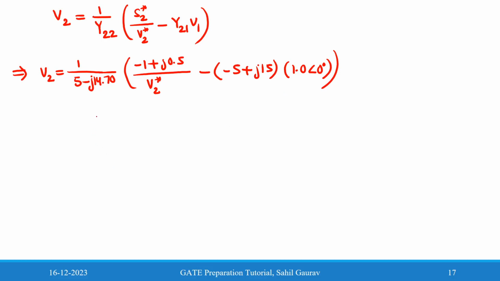So here we have to take the initial guess. We can take the initial guess V2 equal to 1.0, that is equal to the voltage at bus 1. This is known as flat start, if we assume the voltage at the bus has magnitude 1 and angle 0 degree.